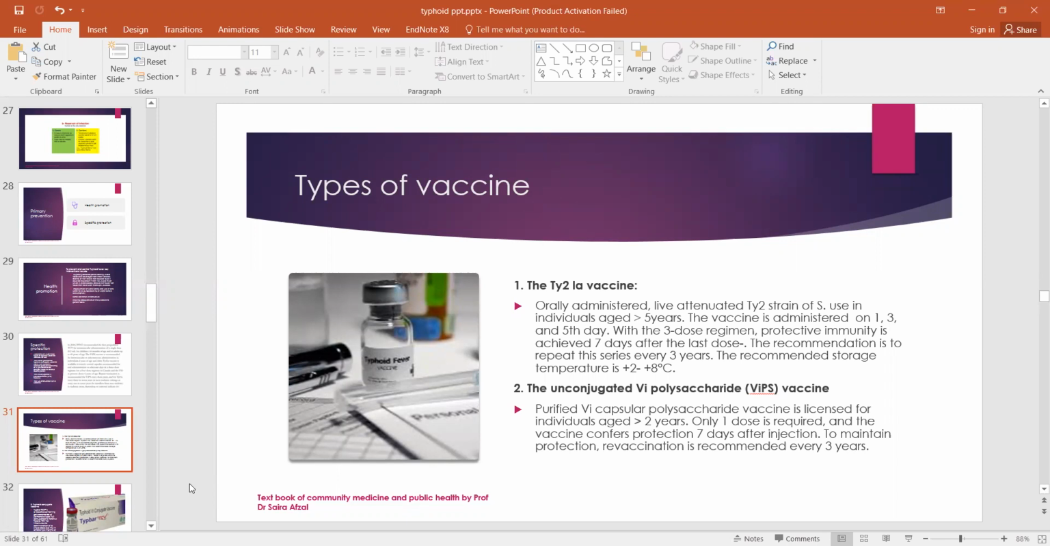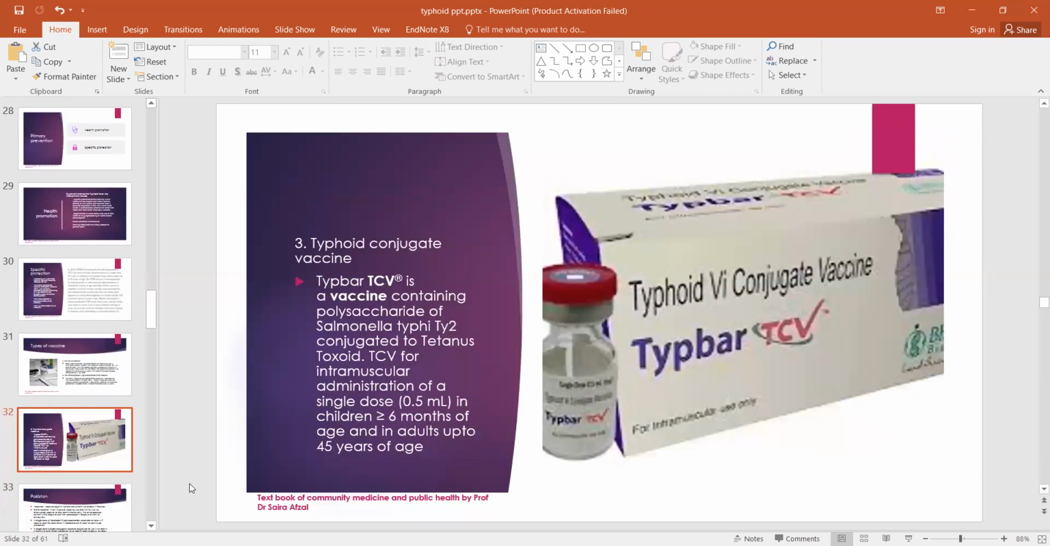The unconjugated Vi polysaccharide vaccine, a purified capsular polysaccharide vaccine, is licensed for individuals more than 2 years of age. Only one dose is required and the vaccine confers protection 7 days after injection. To maintain protection, vaccination is recommended every 3 years.